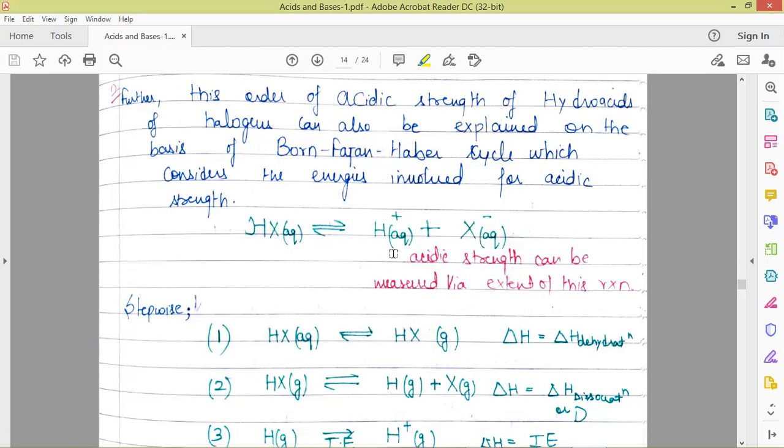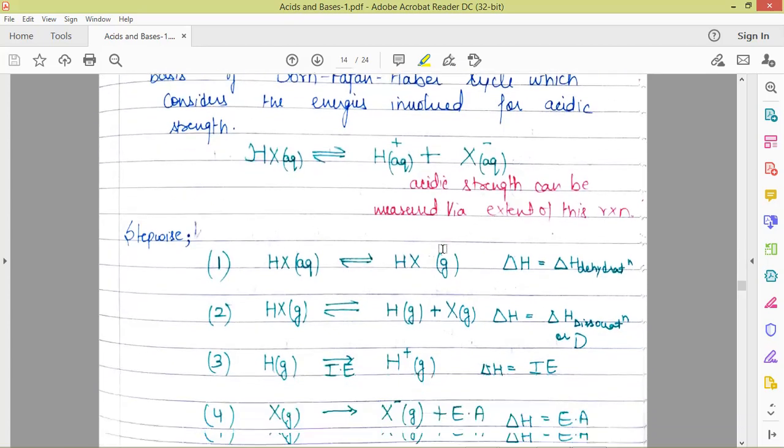So for this, what are the reactions involved? Firstly, HX aqueous is to be converted to HX gas. That means dehydration energy is required.